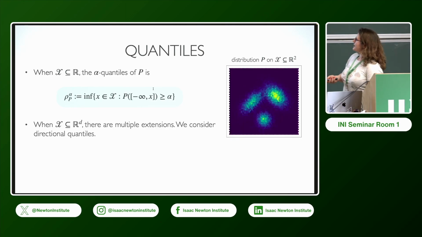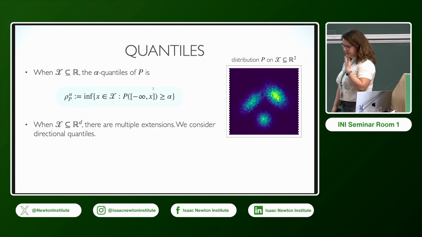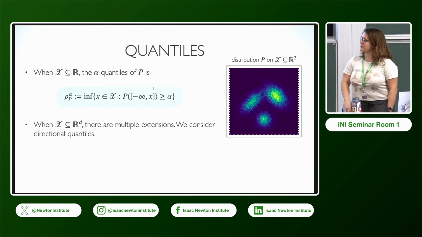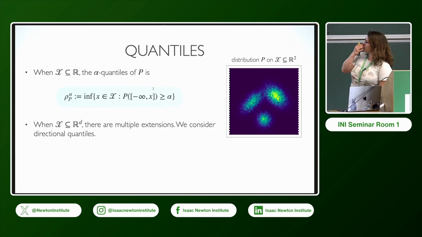As has been covered, when X is in a d-dimensional real space, there is no longer a default ordering on the space, so there are multiple extensions to quantiles. We've heard a lot about them in the first talk of the day with the notions of data depths, which is a related notion to extending quantiles. And here we consider specifically directional quantiles. So this is how directional quantiles work.